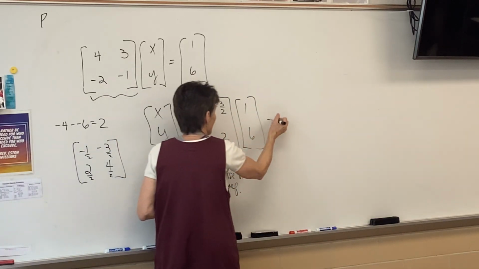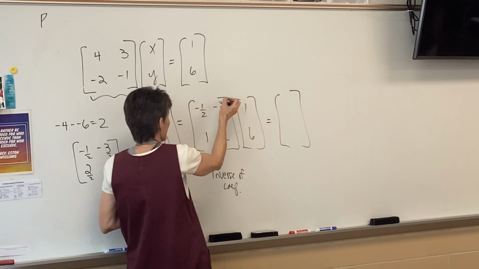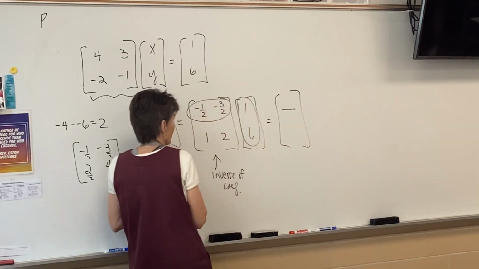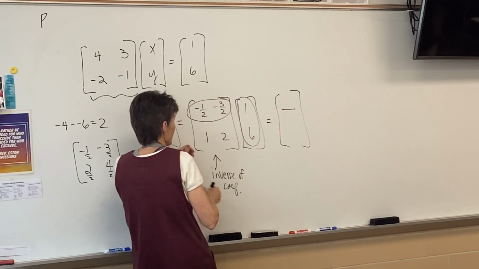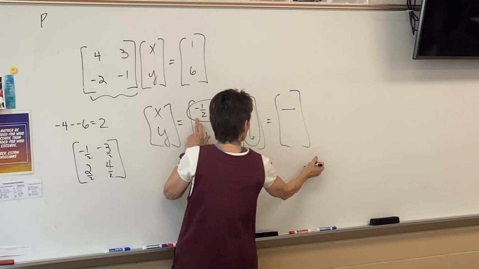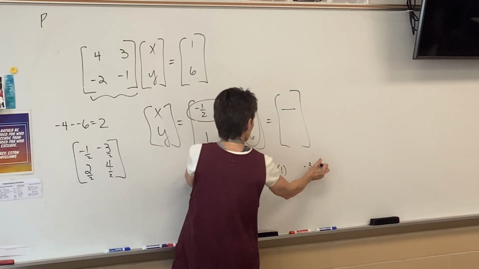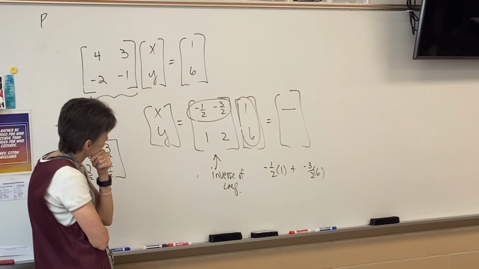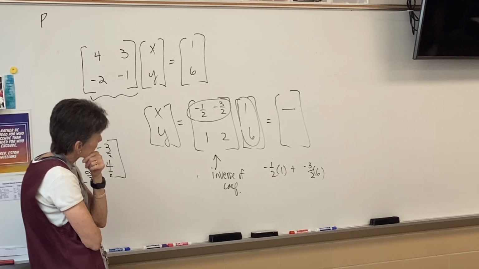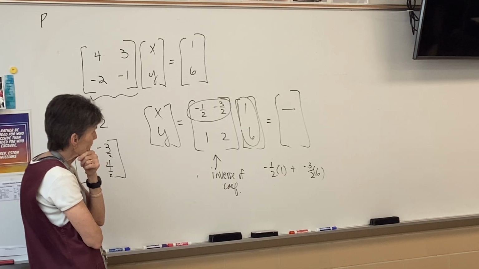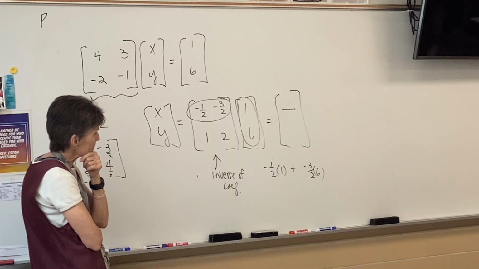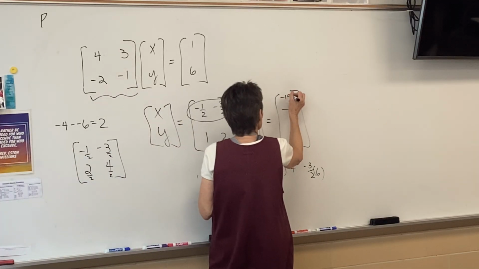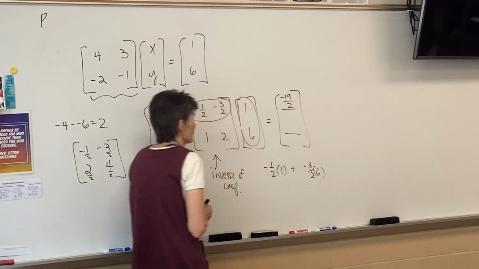Now I'm going to multiply those. Remember, we multiplied row times column. Give me that number. Row 1, column 1. So -1/2, -3/2 times 1/6. This one doesn't come out so nice. What does that equal? -19/2. That's fine.